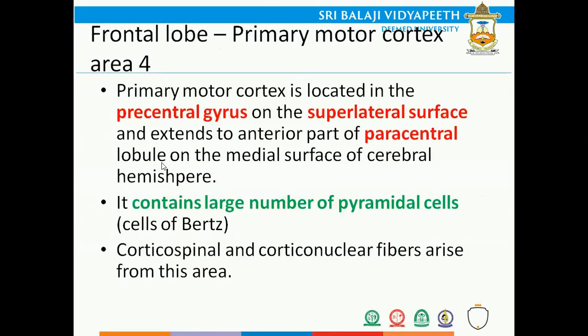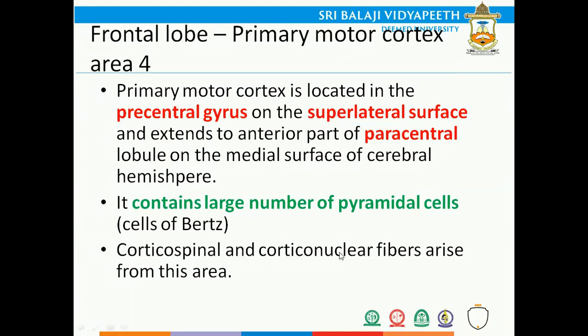So now let's go into the motor cortical area. It contains a large number of pyramidal cells. The motor cortical area is made up of a large number of pyramidal cells of Betz, and it is mainly the area from where the corticospinal and corticonuclear fibers arise.